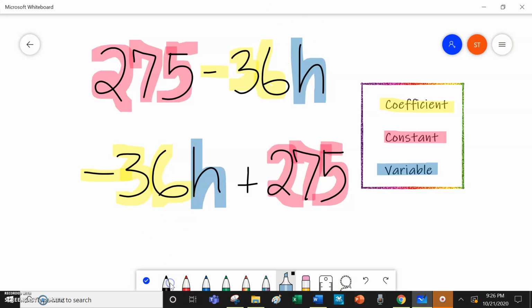Remember that these expressions are equivalent. They mean the same thing. They have the same value. These are equivalent expressions. So the coefficient, constant, and variable do not change, just where they seem to be changes, but their value stays the same.